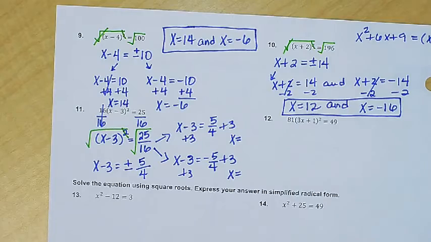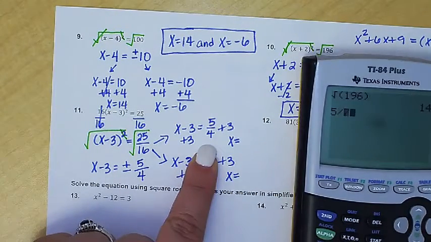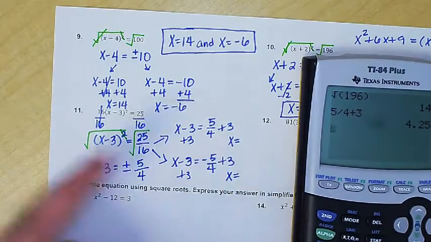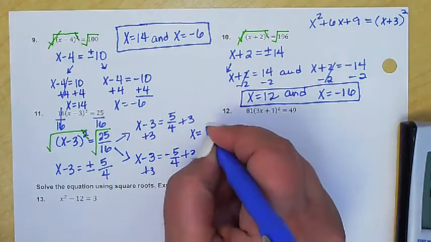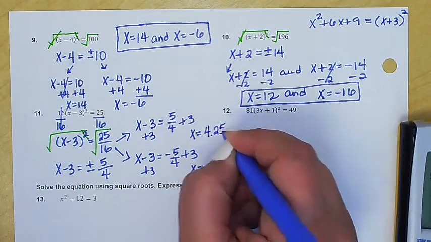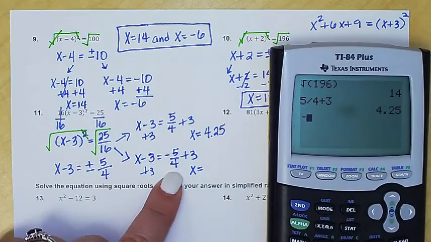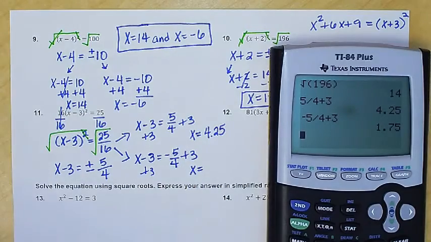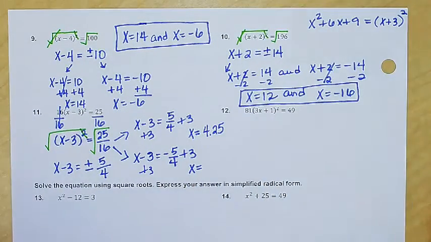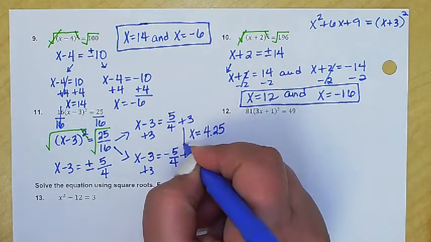But either way, you can grab your calculator if that helps, and we can say, all right, so we've got 5/4. Oops, that's not a 4. And we are adding 3 to that. So that's one of your answers, is 4.25 or 17 fourths. This one's user's choice. You could do decimal or fraction. And the other one is negative 5/4 plus 3. So that's our other answer, 1.75. And if you left those as fractions, that is okay.